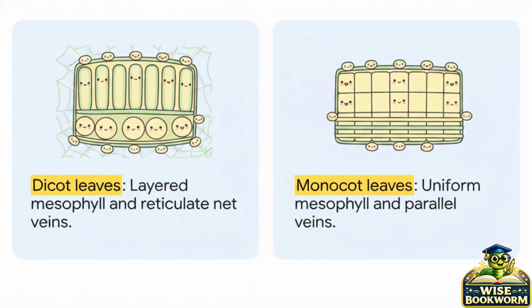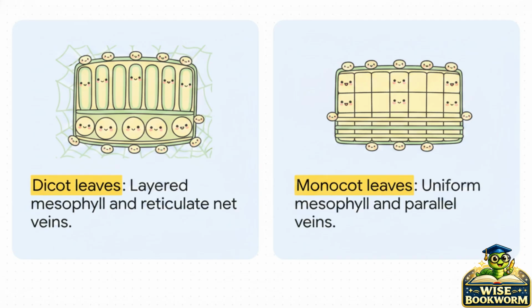Just like the stems and roots, leaf designs are drastically split. Dicot leaves, which are known as dorsiventral leaves, use a complex 2-layer system. You have tall, vertically arranged palisade cells on top to catch the sun, and loosely packed spongy cells underneath to let air flow through. Plus, their veins form a branching, net-like reticulate pattern.